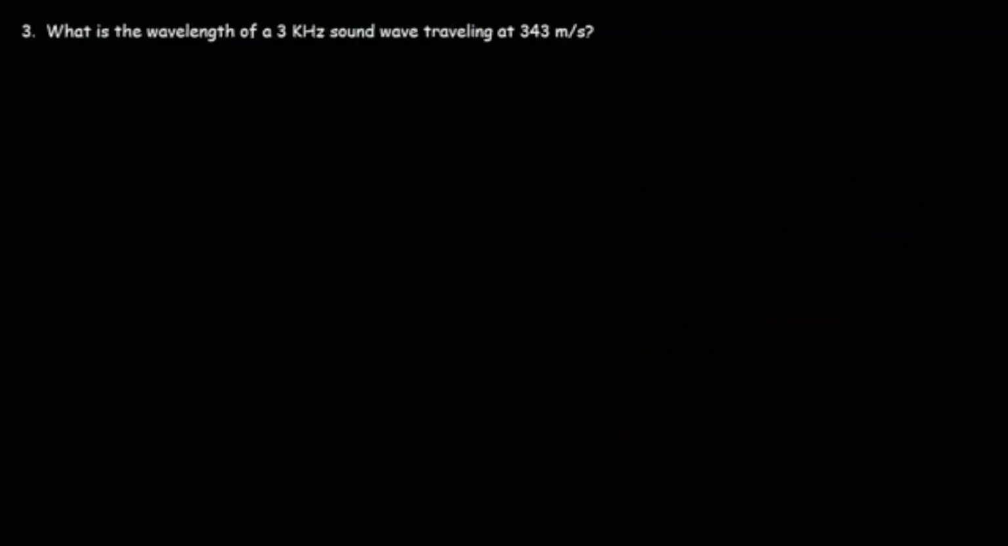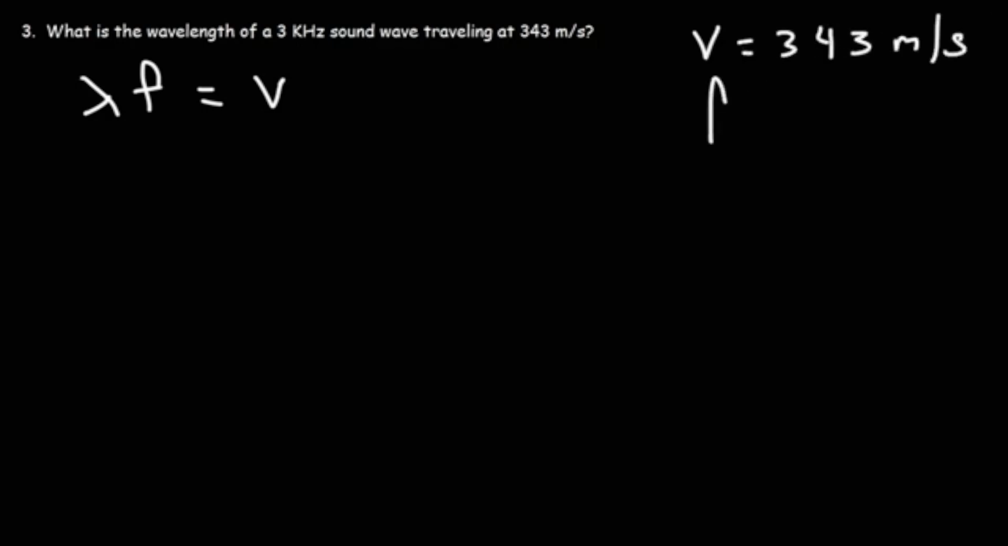Now let's move on to number 3. What is the wavelength of a 3 kilohertz sound wave traveling at 343 meters per second? Now if you remember, the wavelength, which is represented by the Greek symbol lambda, times frequency is equal to the velocity, or in this case, the speed of the wave. We have the speed of the wave, which is 343 meters per second. We know the frequency, it's 3 kilohertz. K means kilo. Kilo is 1,000, so this is 3,000 hertz.